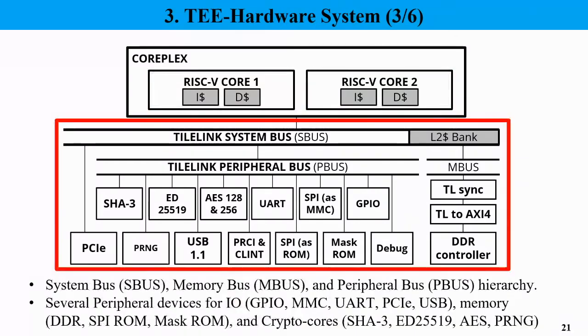The coreplex contains several implementations of the tiling bus to access the system and peripheral memory buses. Attached to the peripheral bus, the system contains regular input and output devices like the GPIO, the multimedia card controller, the UART, the USB, and the PCIe. It also contains memory devices for programs and data such as the mask ROM, the SPI ROM, and the DDR controller. The crypto accelerators are also attached to the peripheral bus, whose configuration and data I/O are memory mapped using register routers.